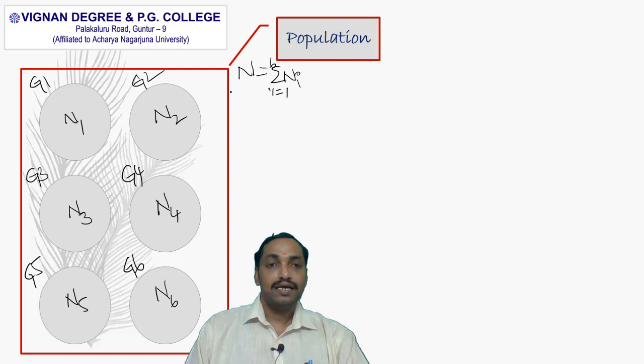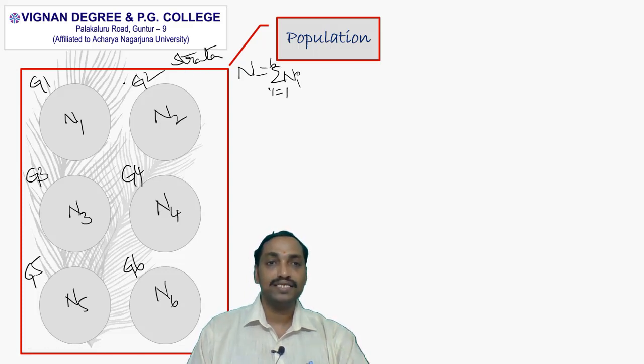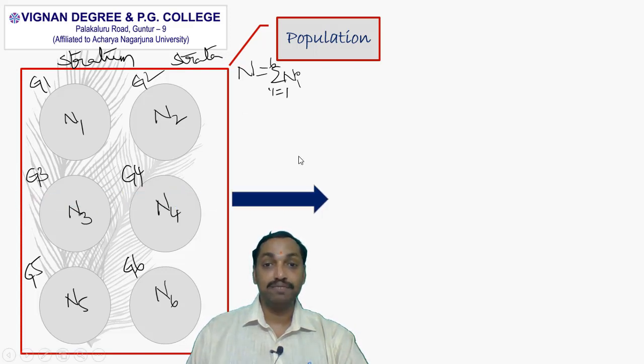So we are dividing the population into several subgroups. These subgroups are called strata. Several subgroups together are called strata, and each subgroup is called a stratum. So now this population consists of several subgroups, and I need to select the samples from each subgroup.